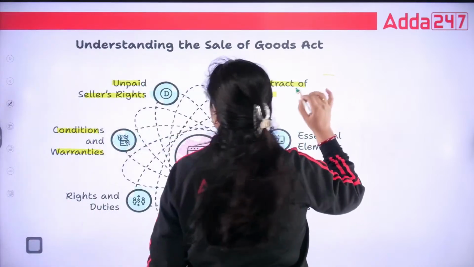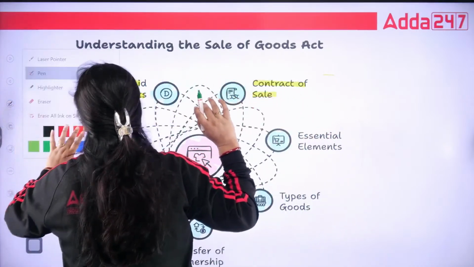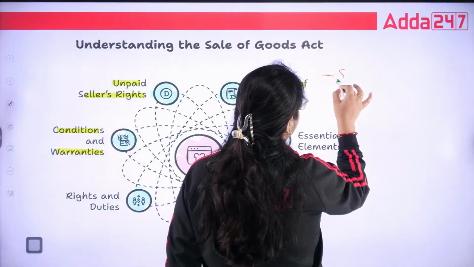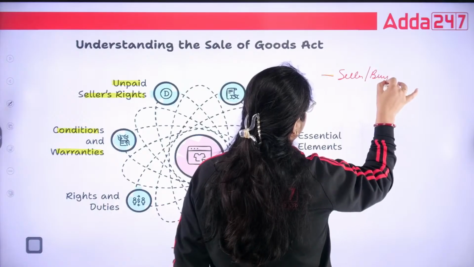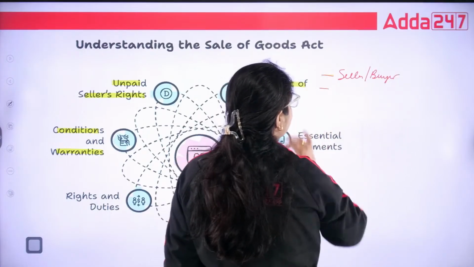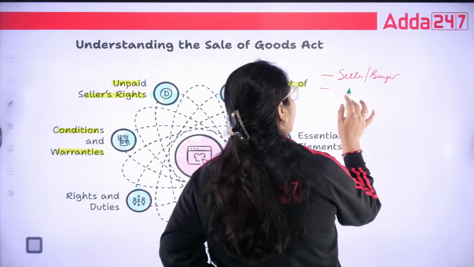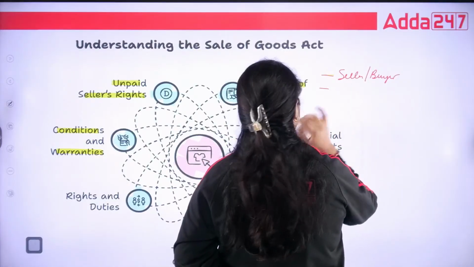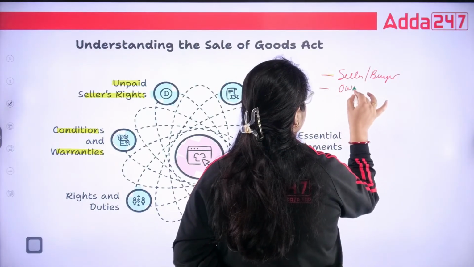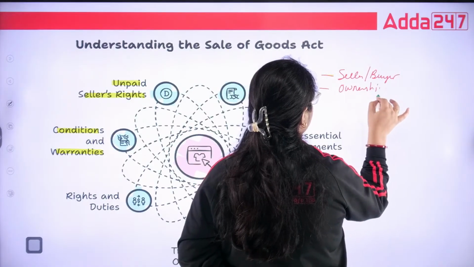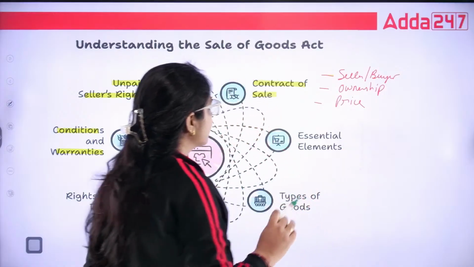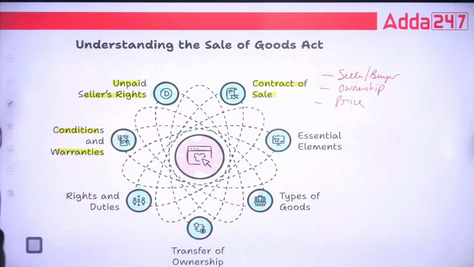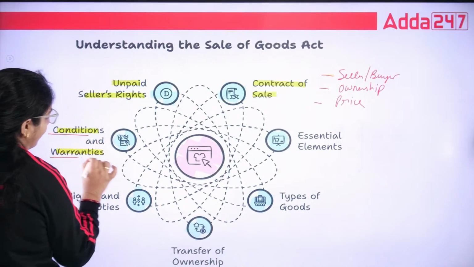Now class, contract of sale we have already done. There should be two parties, that is seller and buyer. There should be the transfer of ownership. Price should be the consideration. So these are the key points of contract of sale. Now class, what is condition and warranty?